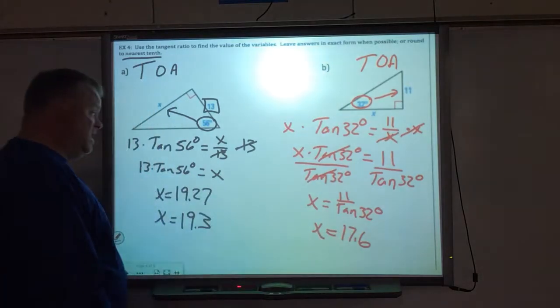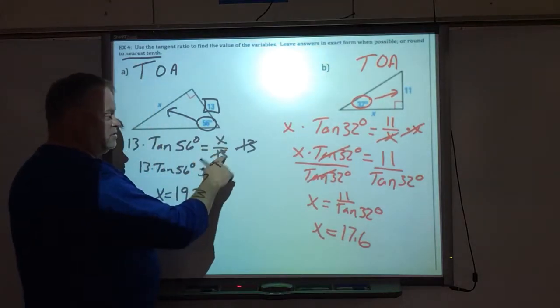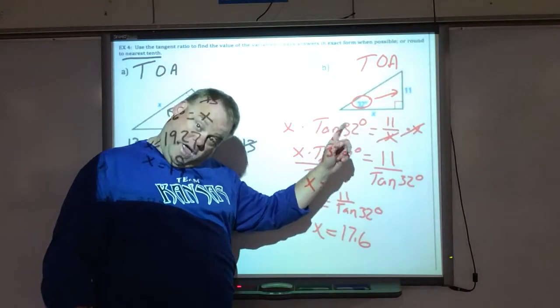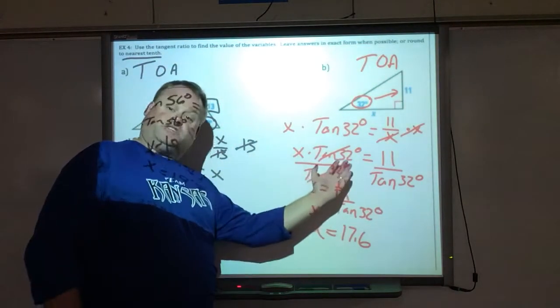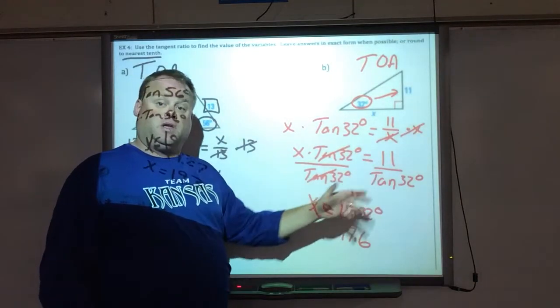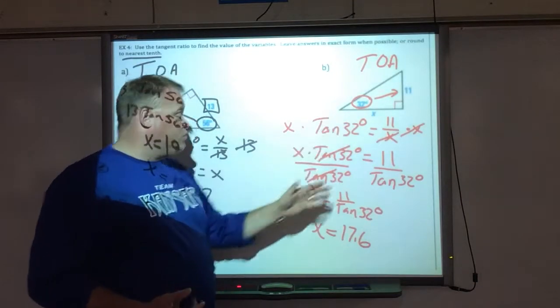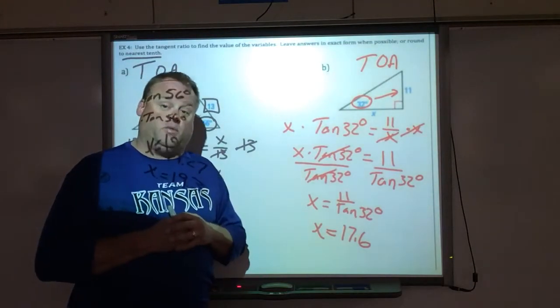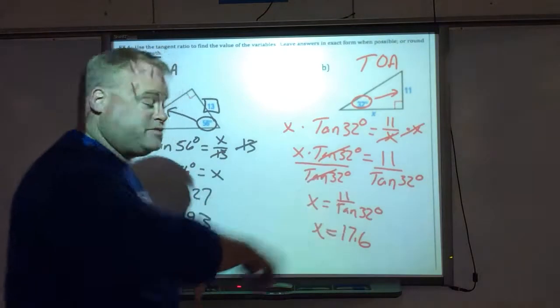So remember, if my x is on top, I'm going to multiply by the common denominator. If my x is on the bottom, I'm still going to do the same thing. I'm just going to have to make another step and divide by the tangent to get it over to the other side. Reality is that this is just one more step than this, but it's treated the same way and it's done the same way. All right? Here we go. Let's move on.